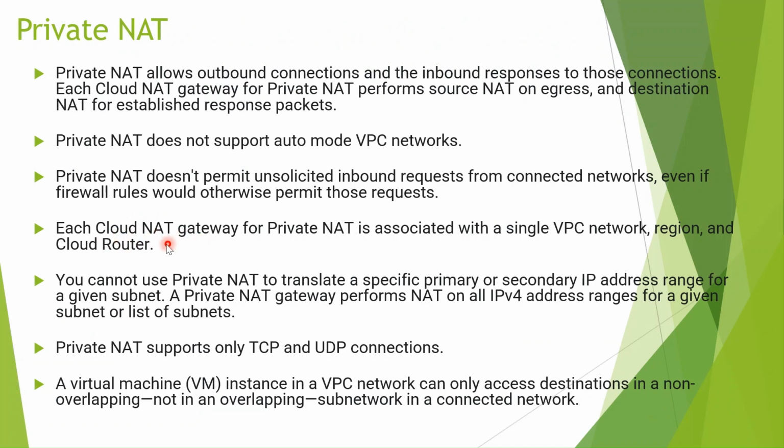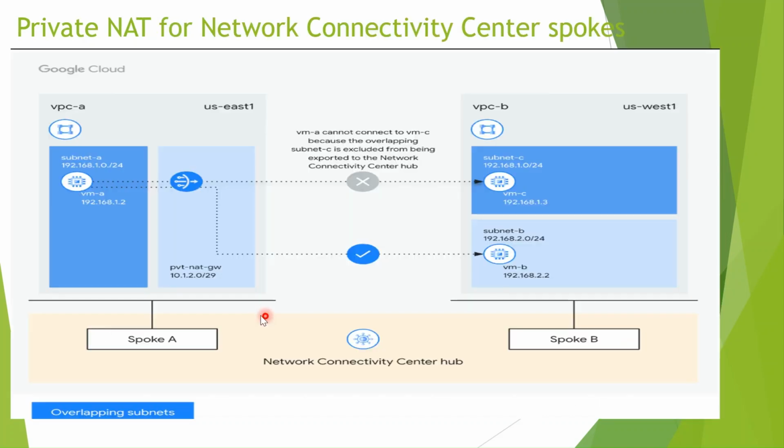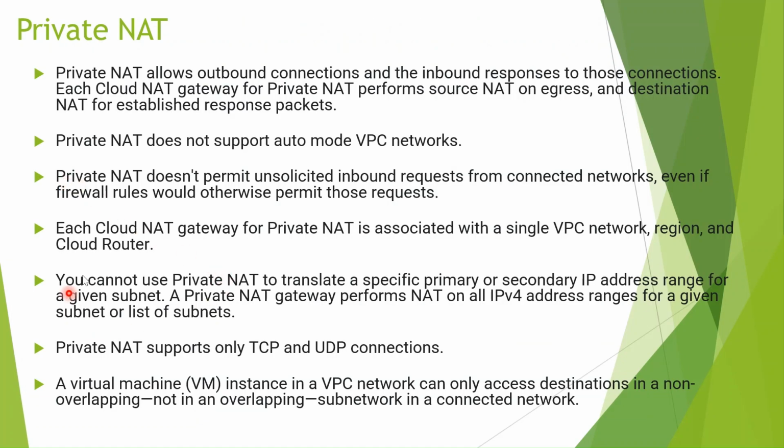And each Cloud NAT gateway for private NAT is associated with a single VPC network, a region, and a Cloud Router. That is a common thing. And we cannot use private NAT to translate a specific primary or secondary range for a given subnet. As we know, a subnet can have a primary or secondary range, but we cannot choose only the secondary range or only the primary range. Private NAT will use the full subnet and include all the ranges. You cannot choose a specific one.